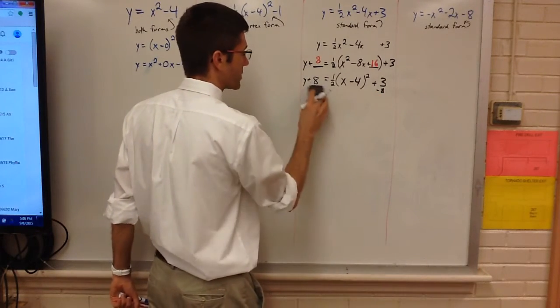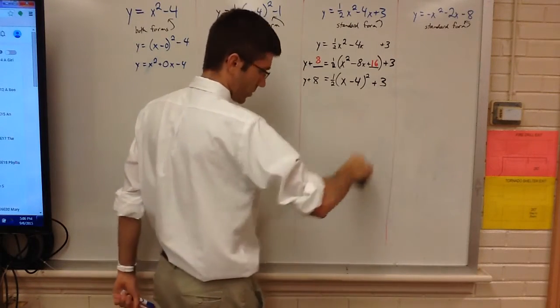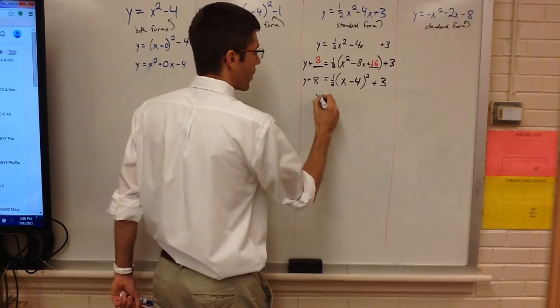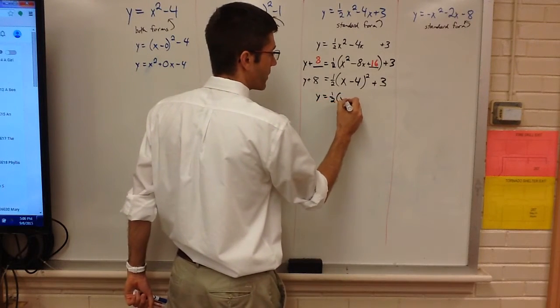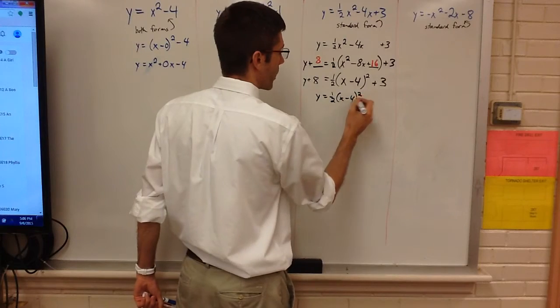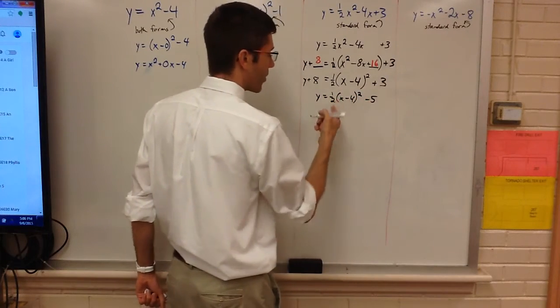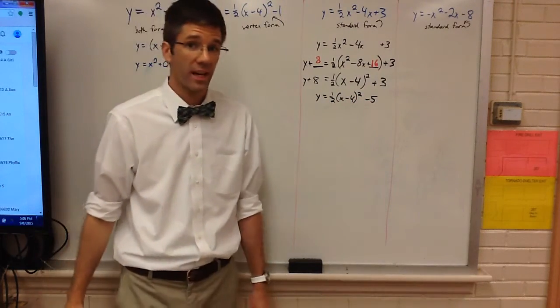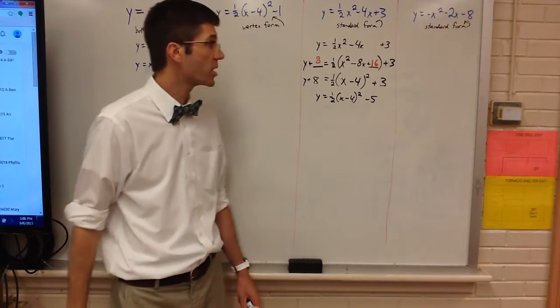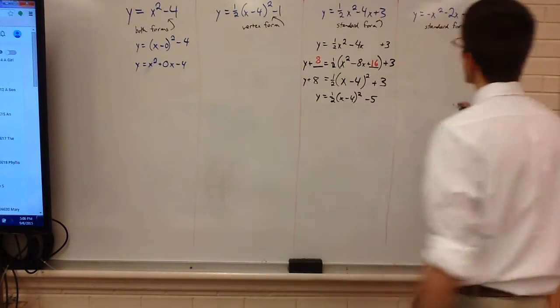I'm going to save the space and not even show that step because I'm going to need all this down here too. Y equals 1/2 x minus 4 squared and then minus 5. There we go. We now have it in vertex form. Let's keep going. Let's do the same thing here. We're going to go a little bit faster.